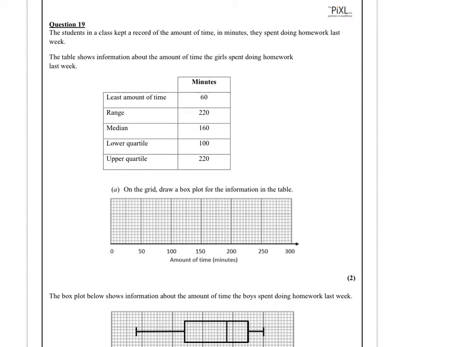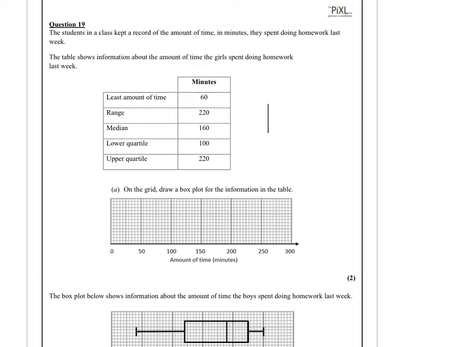Question 19. The students in a class kept a record of the amount of time in minutes they spent doing homework last week. The table shows information about the amount of time the girls spent doing homework last week. So we've got the least amount of time, the range, the median, the lower quartile and the upper quartile. And part A asks us to draw on the grid a box plot for the information in the table.